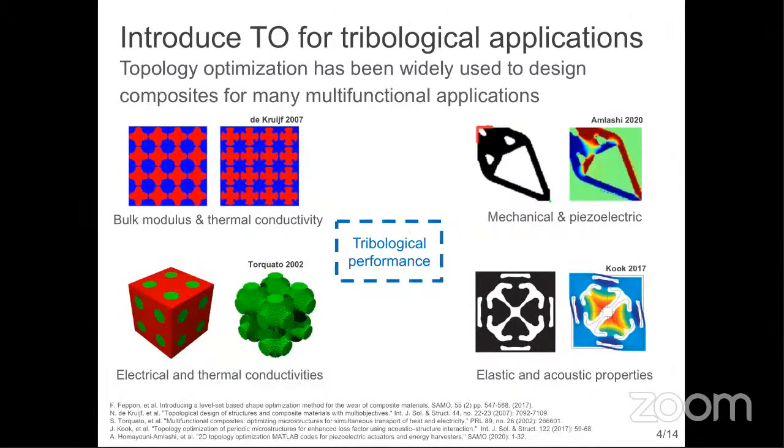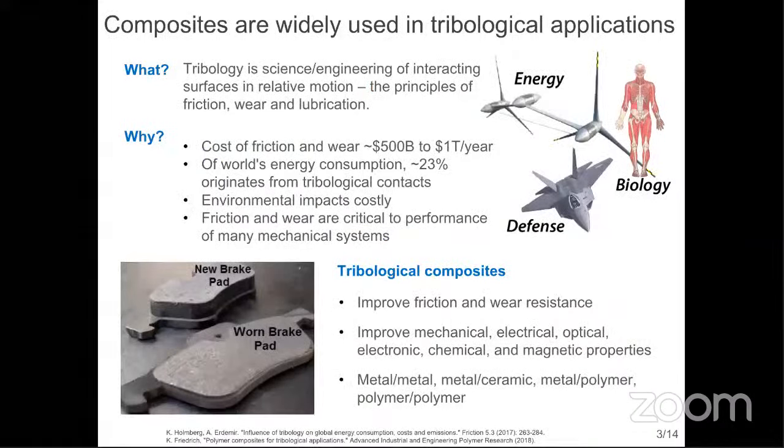So today's topic, composites, are already widely used in tribological applications across energy, biology, and defense sectors. However, their design is mostly trial and error and based on legacy. If you're not familiar with tribology, it's the study of surfaces in relative motion and includes the topics of friction, wear, and lubrication. We care about wear and friction because the costs are huge. They impact energy consumption and the environment. We also care because they're often major limiters to system performance.